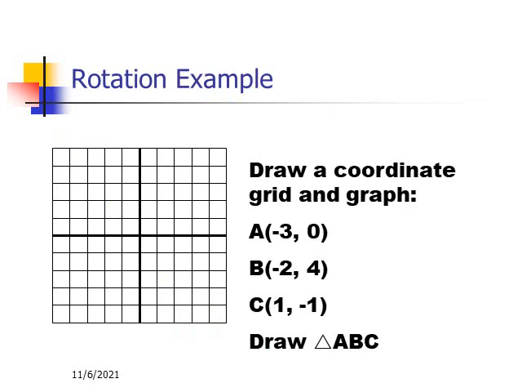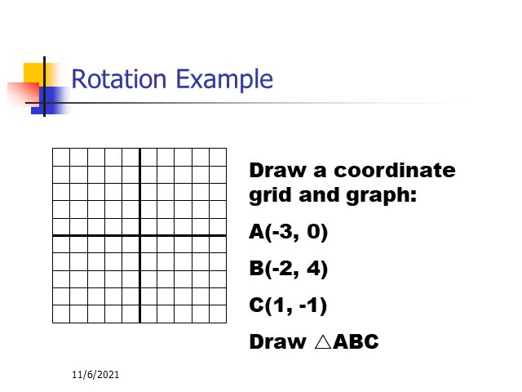Let's take an example about that. This example is very, very important. Now he wants something: draw a coordinate grid and graph. A's point is -3 and 0, B is -2 and 4, and C is 1, -1. Draw triangle ABC. So first I put my point A at -3 and 0.